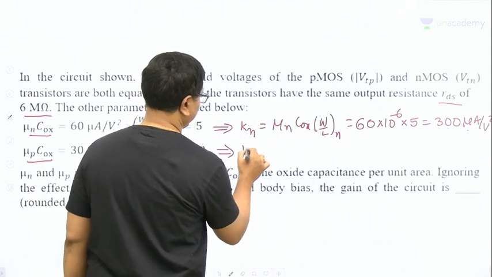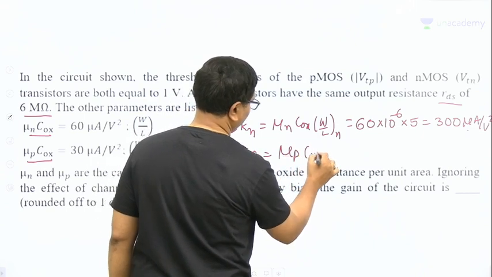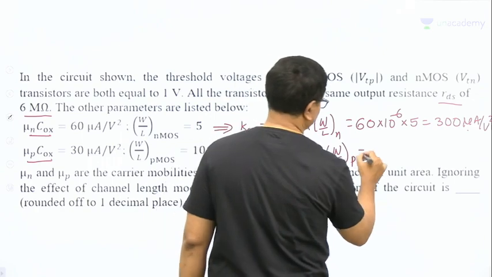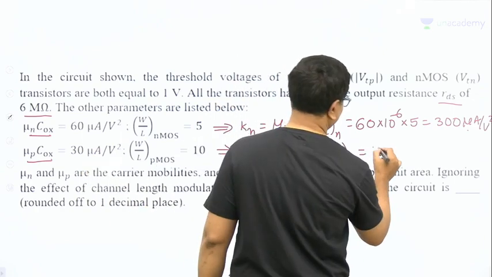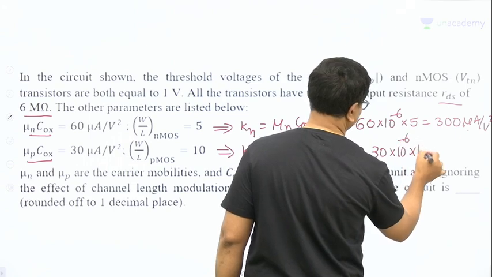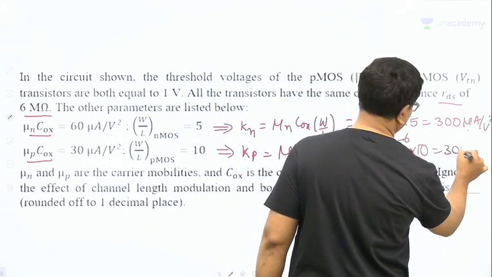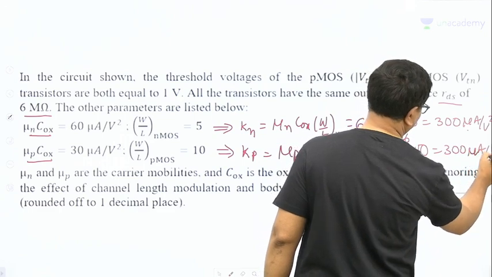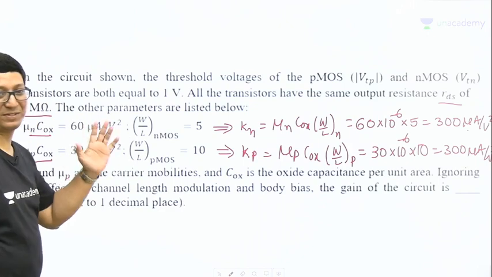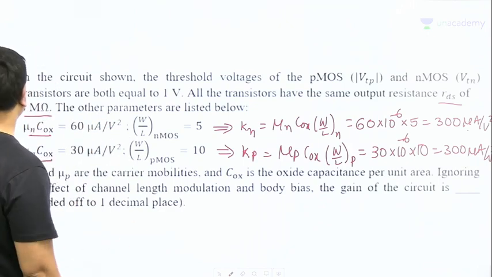Similarly, if you take Kp, it is equal to mu p into C0x into aspect ratio of PMOS, it is equal to 30 micro into 10. So its value is again equal to 300 microampere per volt square. Means both Kn and Kp are same. You can see that. Okay, keep this point in mind.